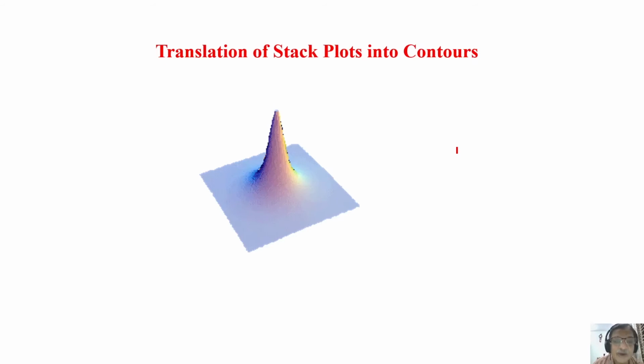Now, you may ask me a question: how was this stack plot peak converted to a contour? How do I translate this peak into circle-like contours? I'm trying to give this picture for you. Look at it very carefully. Imagine it's a mountain, a steep mountain. Now what you can do is start from here and go around. I cannot go behind this drawing, but imagine you are going around a hill like this, from the bottom.